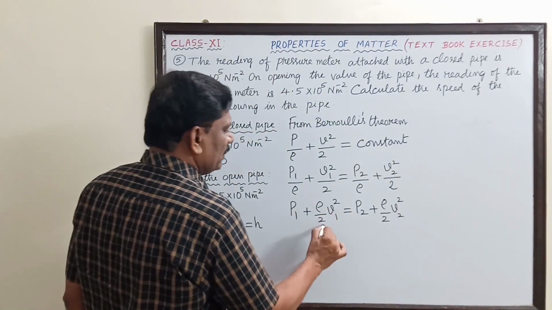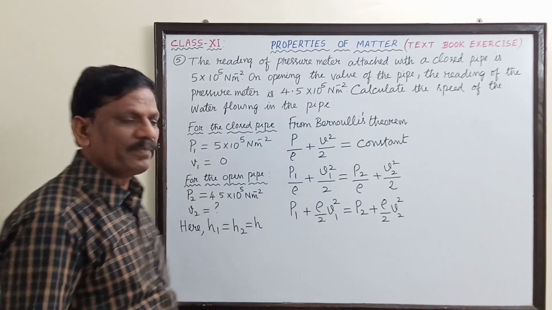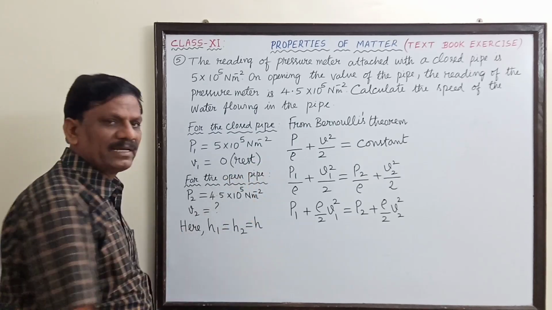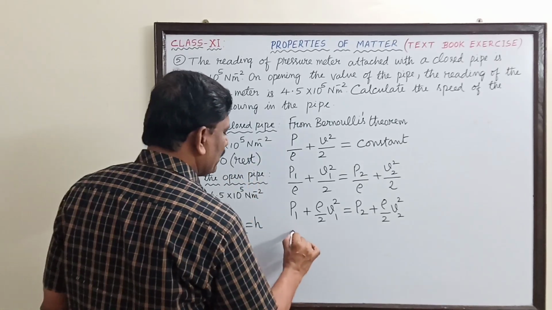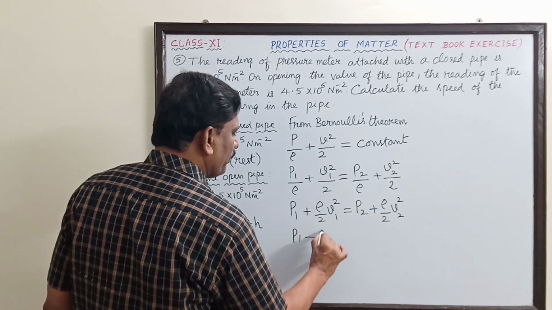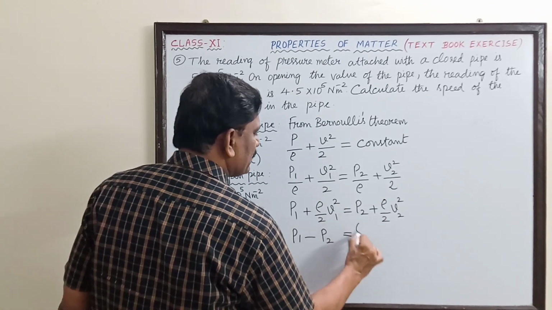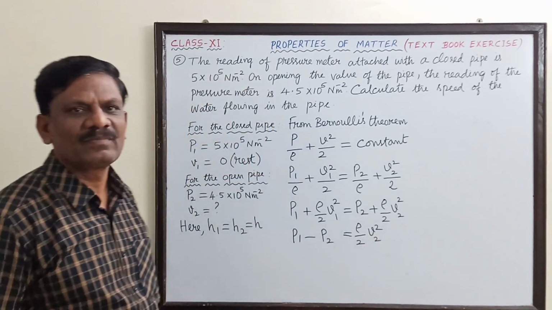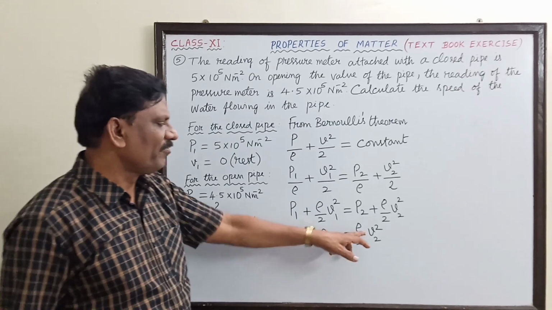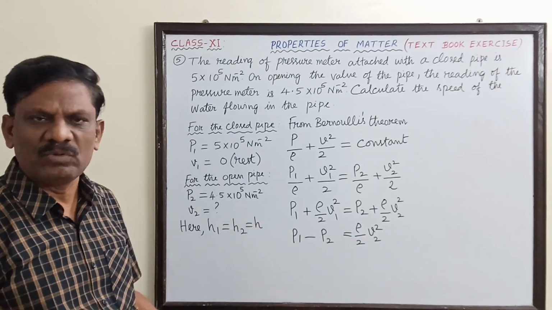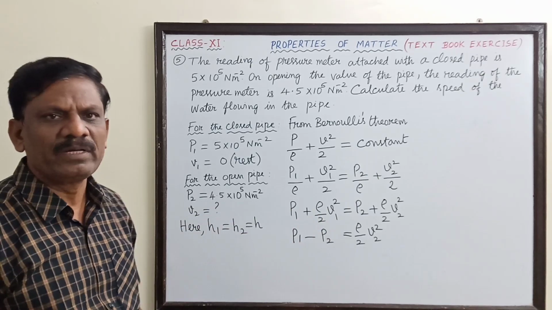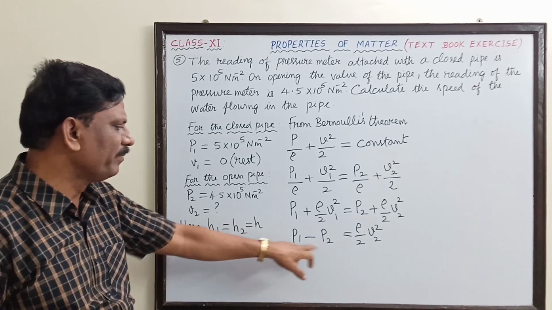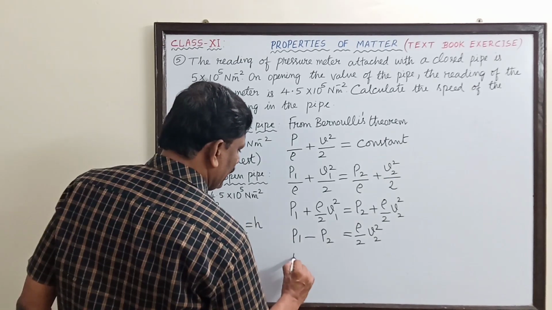Now this term V1 square is 0 because the water is initially at rest inside a closed pipe. So the above equation becomes P1 minus P2 is equal to rho by 2 into V2 square. Okay. Rho for water is how much? Density of water is 1000 kg per meter cube. I am going to substitute rho equal to 1000. And P1 and P2 values are given here. So 5 × 10^5 minus 4.5 × 10^5.